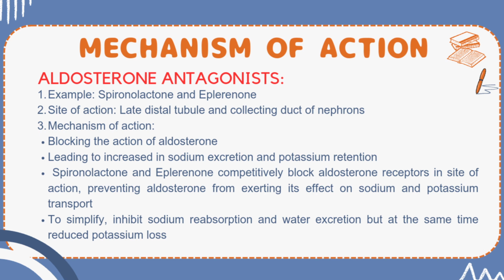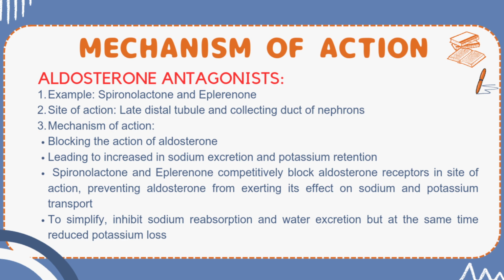The first one is aldosterone antagonist. The examples are spironolactone and also eplerenone. The site of action is primarily the late distal tubule and collecting duct of the nephron.